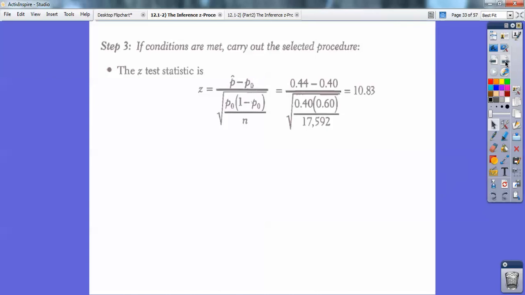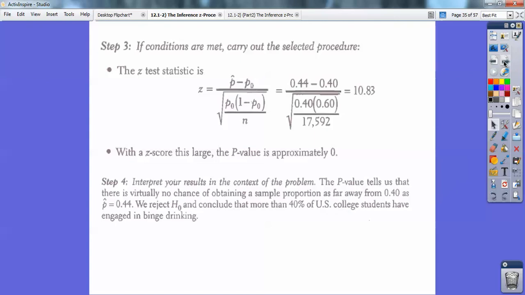Well, remember, table z goes up to 3.5, you guys, and that's just so darn large. Imagine this curve, and over here's 3.5 right there. Well, my z-score is at 10.83. That's off the charts, you guys, so the probability is 0.